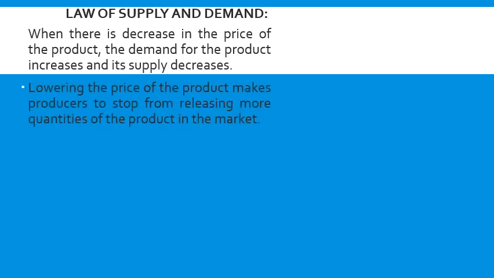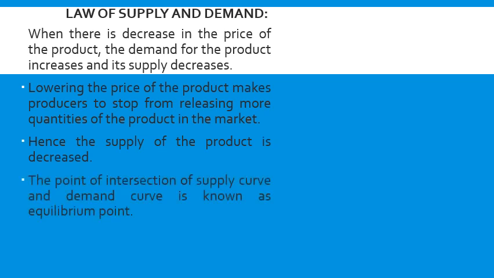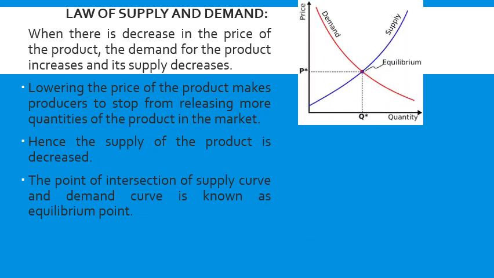Lowering the price of the product makes producers stop releasing more quantities of the product in the market. That's what we just discussed. That's why the supply of the product will decrease. The point of intersection of the supply curve and demand curve is known as the equilibrium. This is how demand and supply work. When there is a decrease in the price of the product, demand increases and supply decreases. Whereas if there is an increase in the price, then what will happen?